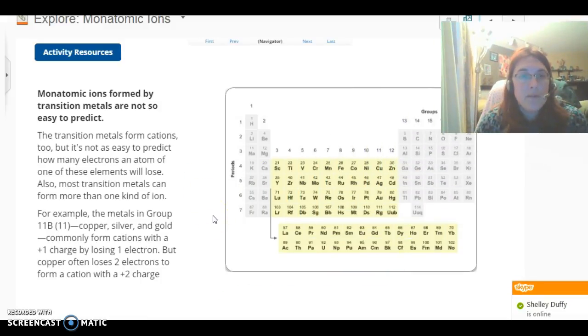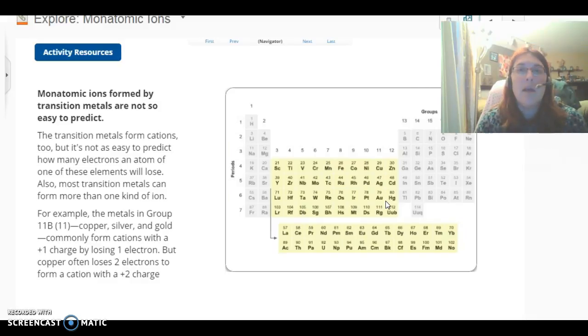Monatomic ions formed by transition metals are not so easy to predict. The transition metals form cations too, but it's not as easy to predict how many electrons an atom of one of these elements will lose. Also, most transition metals can form more than one kind of ion. For example, the metals in group 11B, copper, silver, gold, all right, so right here, commonly form cations with a +1 charge by losing 1 electron, but copper often loses 2 electrons to form a cation with a +2 charge.